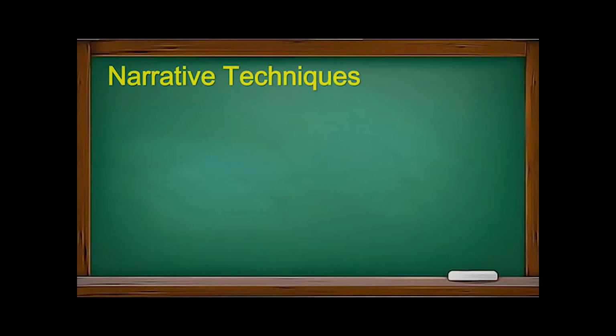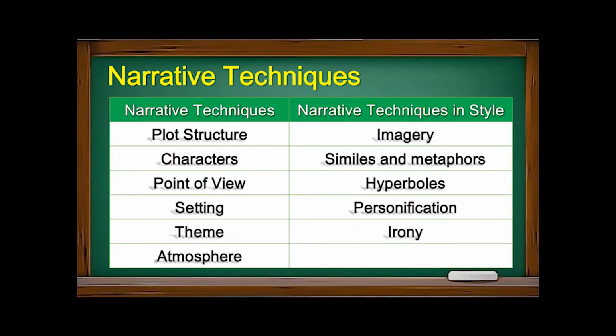Some of these narrative techniques are plot structure, characters, point of view, setting, theme, and atmosphere. Are you familiar with this? Yes, these are just some of the elements of a narrative or short story. Aside from that, we could also use some narrative techniques in style, just like imagery, simile and metaphors, hyperboles, personification, and irony. Looks familiar, right? These are just some of the figurative languages that you have learned before.